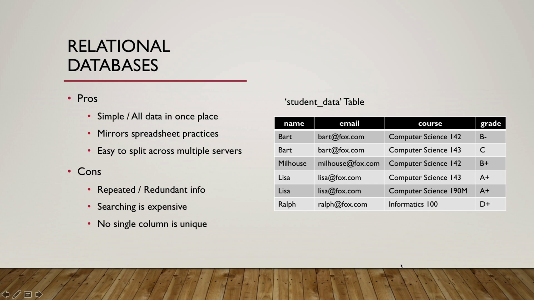Lastly, no single column in this table is unique. Let's sort of see what we mean by that. When we look at name, there are repeated values. So this means that if we were looking at name by itself, it would be ambiguous if we were looking it up by name. Email's the same way because it mirrors name. Courses are the same way. We have 2 for 142, 2 for 143. And then grades, well, because Lisa's a show-off, we have 2 A+. So we have a similar problem here. Grades are not unique either. Nothing in this table uniquely identifies every single row.